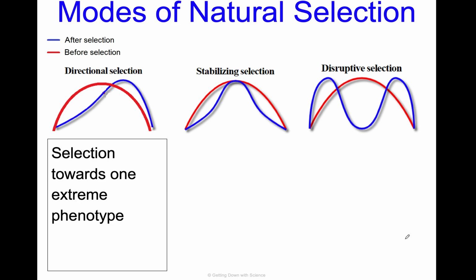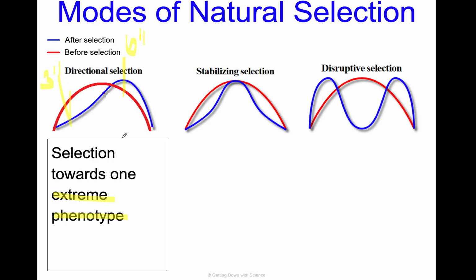Modes of natural selection. You can see the red is before selection and the blue is after. Directional selection is a selection towards one extreme phenotype. So more of this trait, let's say this is beak length in finches. A 6-inch beak is more preferable to that species and thus will be passed on to future generations than a 3-inch beak, for whatever reason.